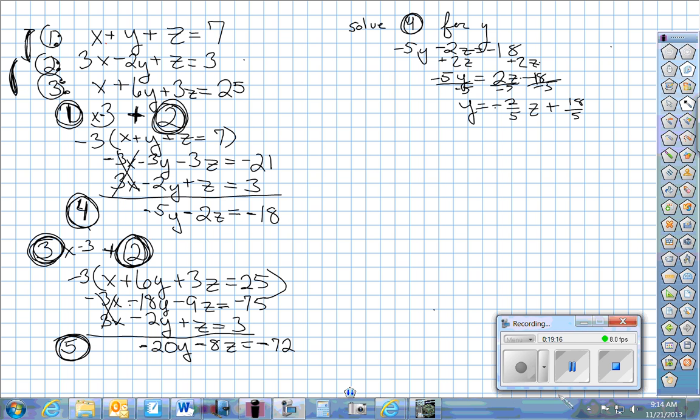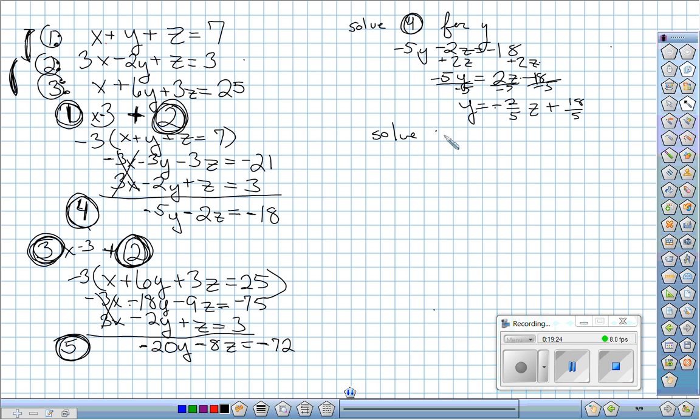Then I'm also going to see what I get when I solve equation 5 for y. Maybe then I can set them equal to each other. So solve 5 for y, and I'll get negative 20y minus 8z equals negative 72. I'm going to add 8z over here. Okay, and then I'll have negative 20y equals positive 8z minus 72. Oops, I forgot my 72. Then I'm going to divide everything by negative 20.